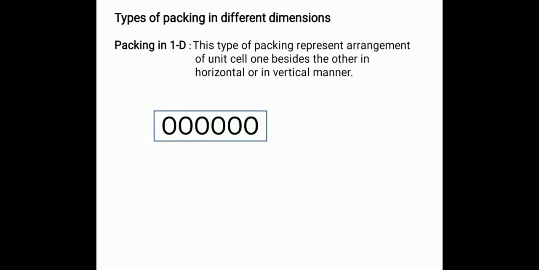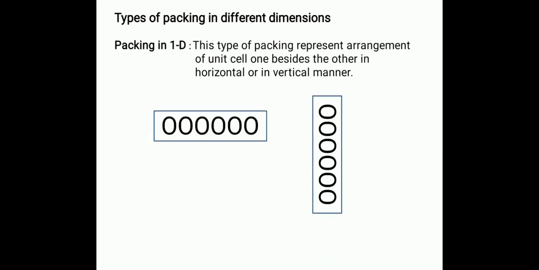Now, first one is packing in one dimension. This type of packing represents particles that are present in a straight line, either horizontally or vertically. As you can see in this diagram over here, it can either be placed vertically one beside the other, or it can also be placed horizontally one beside the other.